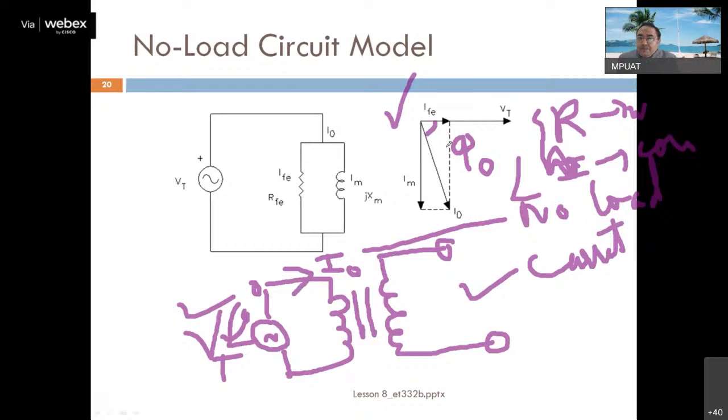So one component here I will get as I naught cos phi naught, this component, and another component, which I will resolve into two components. The second component will be I naught sin phi naught.